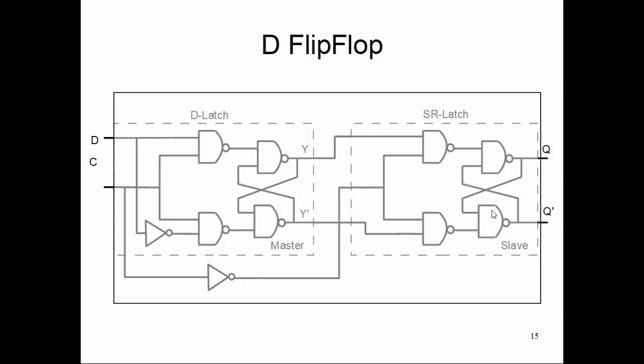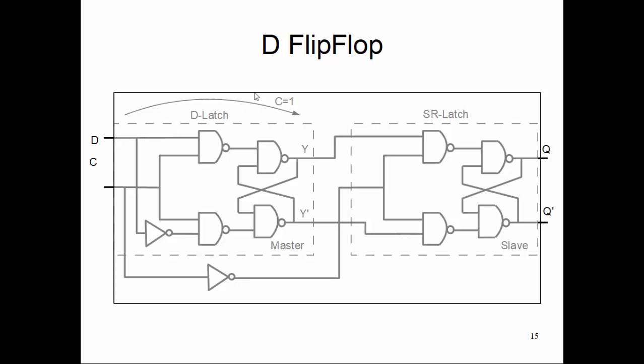Now what happens here: when C equals 1, your D transfers to the Y, but at this very moment, this same C goes through the inversion for the SR latch part of it. So when C is 1, you are transferring the value of D to Y, but this Y value won't be transferred to the Q because your control for the SR latch is 0 at that point, because it is going through an inverter.